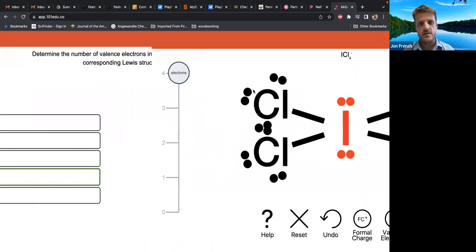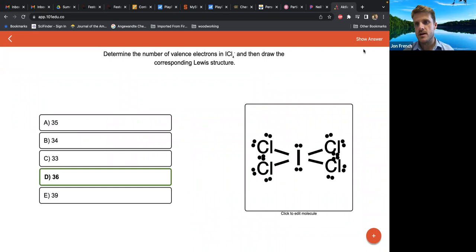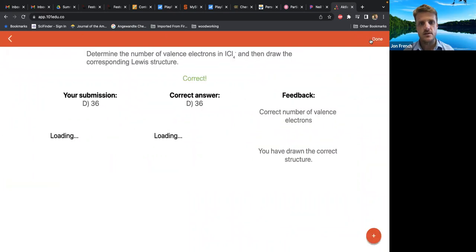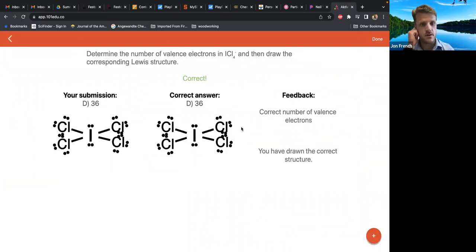But we're done. We've assigned all 36 of those electrons. And now we can show the answer and it's correct. We've got the correct Lewis structure, and we've got the correct number of valence electrons that we had to assign. So hopefully that gives you a pretty good idea of how to use this program.